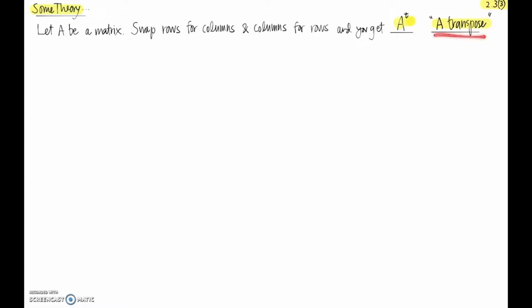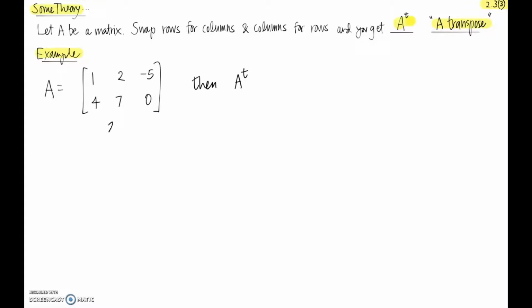And you can take the transpose of any matrix. It could be any size. It could be a column vector. It could be a matrix size 1 by 17, or it could be 32 by 3. It doesn't matter. There's no prerequisite. You can take the transpose of any matrix. So if our matrix A is this one here, and this is a 2 by 3 matrix, then A transpose we know will be a 3 by 2 matrix. And A transpose will be 1, 2, -5, 4, 7, 0.